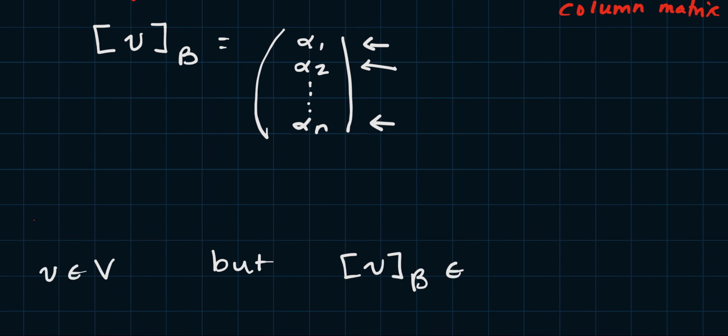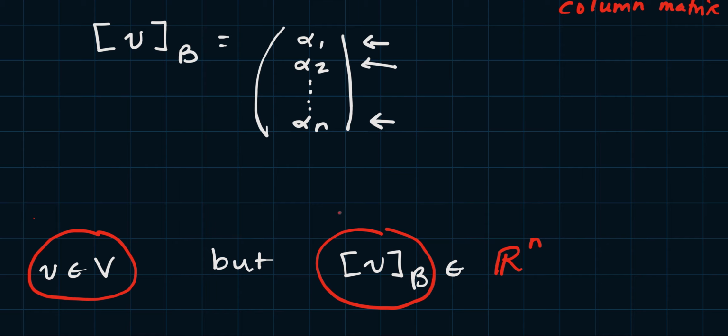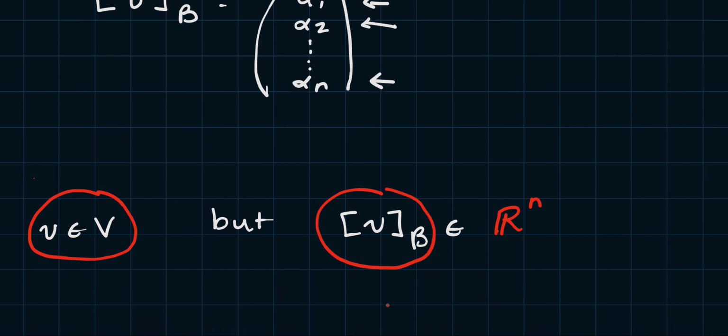Now, it's important to keep in mind that v is a vector in your vector space, but this is a matrix in Rn. It's a column matrix. So it's no longer a vector in your vector space, unless your vector space is Rn.